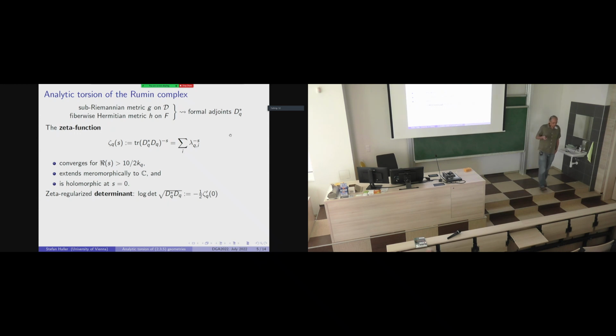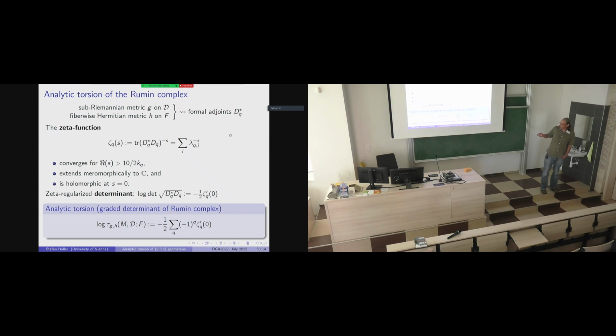And the analytic torsion of the complex is just the alternating product of these determinants. So the logarithm is going to be the alternating sum of zeta prime at 0 in each degree. So this is our definition of the analytic torsion of the Rumin complex, and it should be thought of as a graded determinant of the Rumin complex in a zeta regularized sense. And yeah, we would like to compute this spectral invariant and in particular compare it to the Ray-Singer torsion.